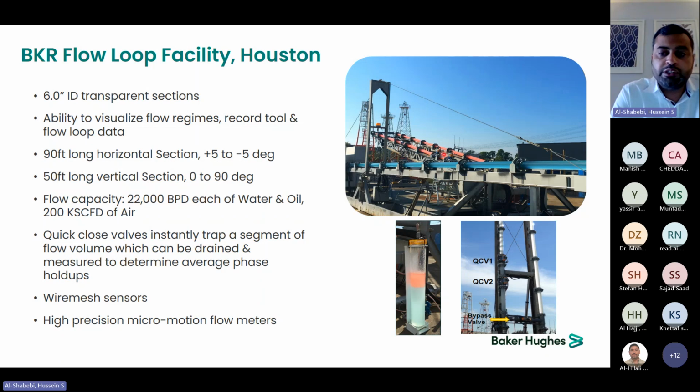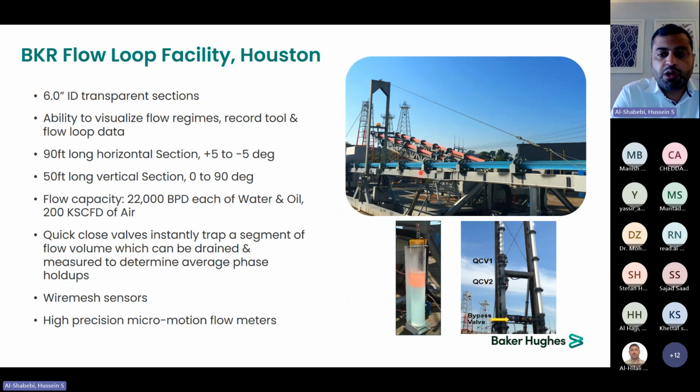And this red one is vertical. It is 50 feet long. It goes from 0 to 90 degrees. The capacity of each pipe is similar, so it can take up to 22,000 barrels of water plus 22,000 barrels of oil plus 200 standard cubic feet of air. Similar for the other one as well. And usually we put our tools in these flow loops to characterize the sensors. For this, we have to have independent measurements to compare the results.